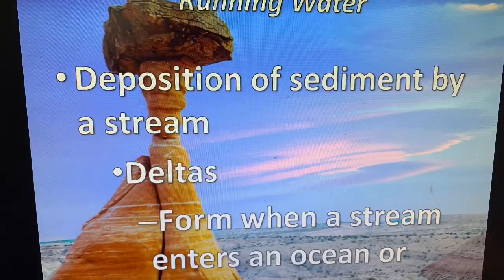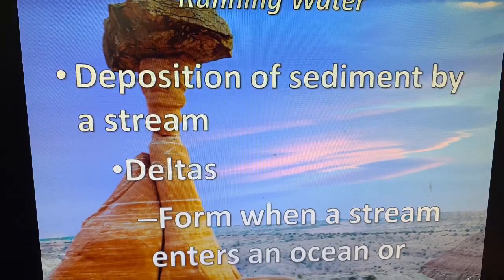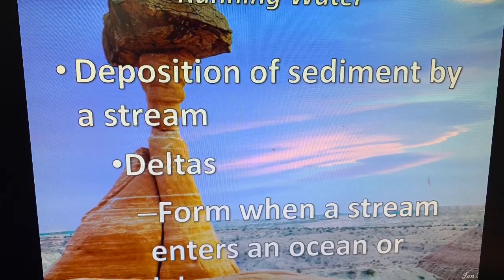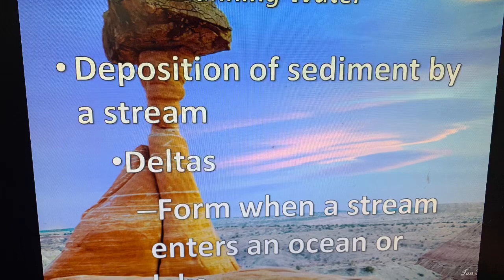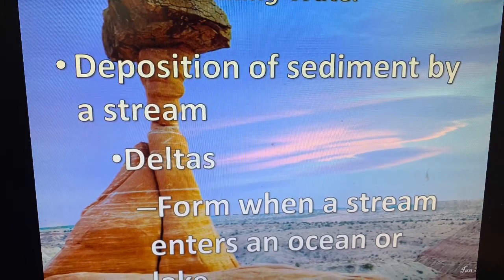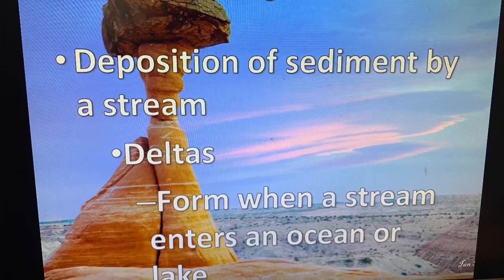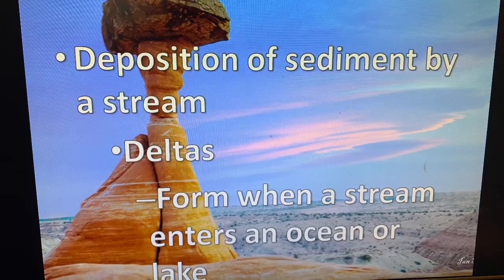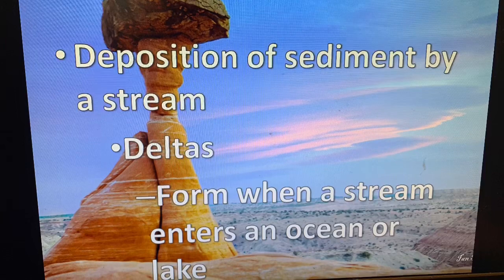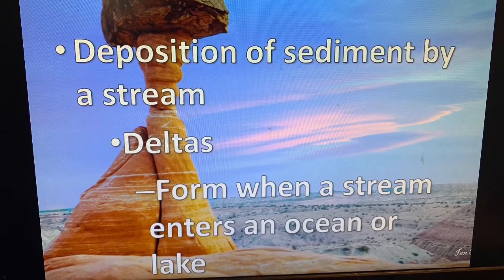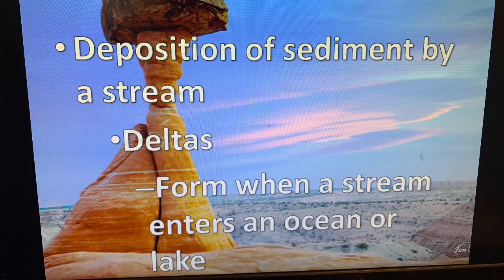Now, one of the most important depositional features created by running water are what we call deltas. And deltas basically form when you get a river or a stream that's traveling relatively rapidly that hits a large body of water, typically an ocean or a large lake. When it does this, it's going to slow down the water, and therefore the load of sediment that's being carried inside that is now going to change or drop dramatically. It's no longer traveling as fast, so it has to drop a lot of that material.